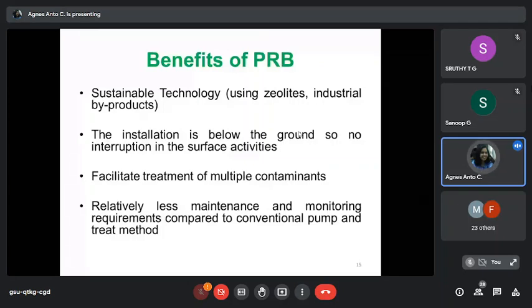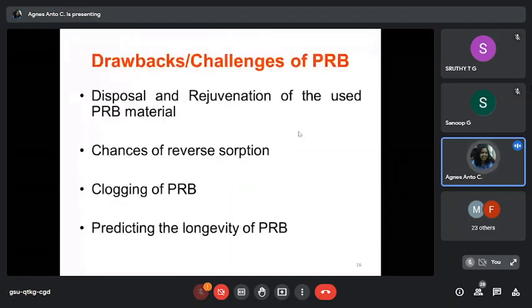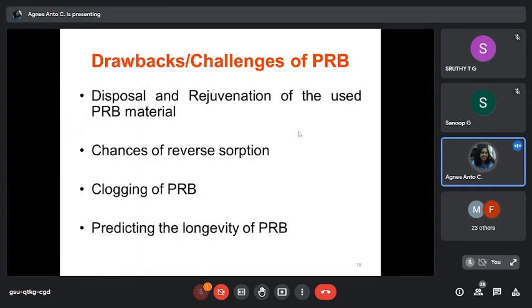Now, even though we have benefits, there are different drawbacks or challenges for an effective function of PRB. Often these challenges and drawbacks have resulted in other advanced research. So the first thing is the disposal or rejuvenation of the used PRB material. Now, if I'm employing zeolites for decontaminating my groundwater, every material will have a shelf life, or it will have a capacity. Once all the active sites are consumed by the contaminant, the zeolite will no longer continue its sorption mechanism. So this has to be disposed of somewhere.